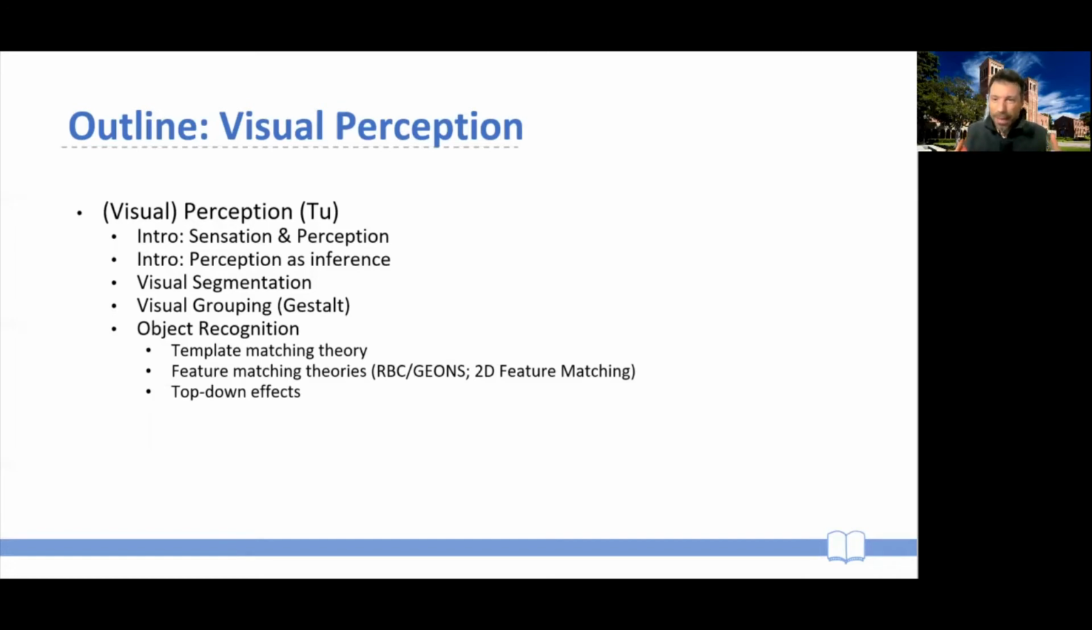And from there, I want to go down the pathway of perception. So how do we segment sensations into different areas, different objects? How do we group different areas and lines to make coherent and stable objects? And from there, how do we recognize the identity of what is in front of us? And for this last part, we will look at two different theories, in fact, three, but two families of theories, so-called template matching theories and feature matching theories.